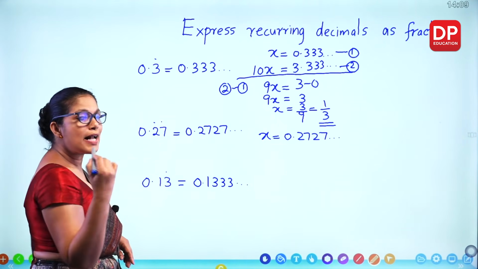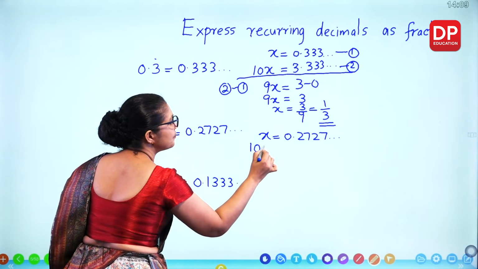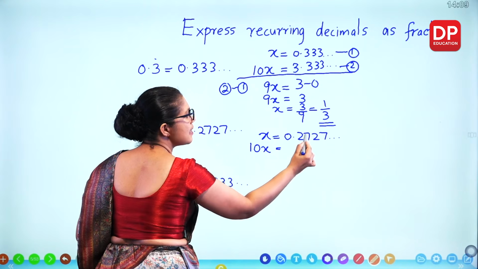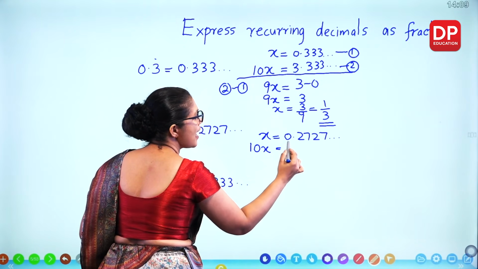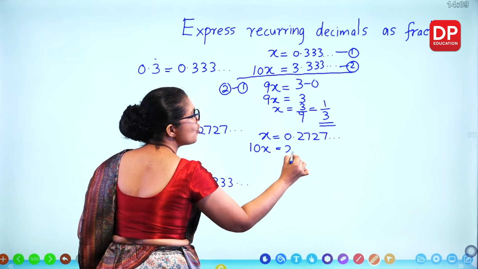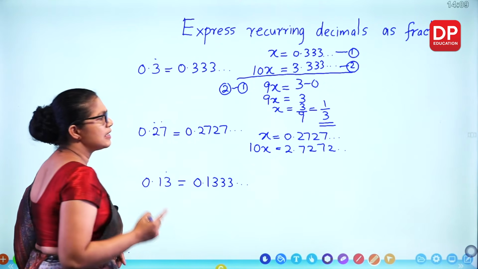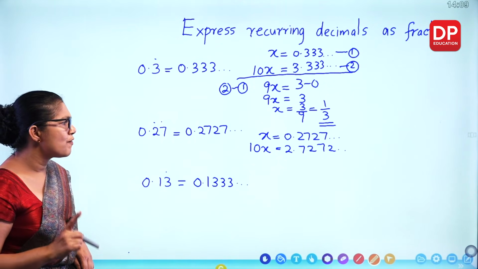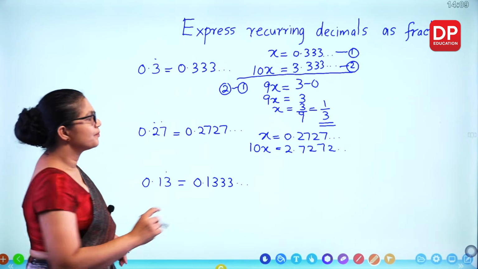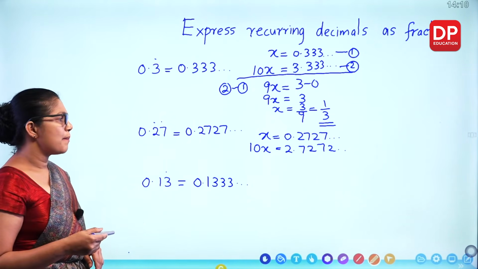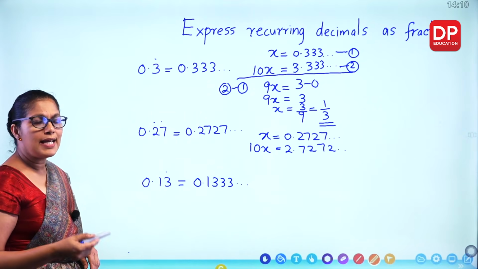First step is to multiply by 10 and see. 10x, when you multiply by 10, one place moves to the right. So here you get 2.7272 like that. Now, are we getting the same set of decimals? No. So you need to do another step. So we can multiply by 10 again.